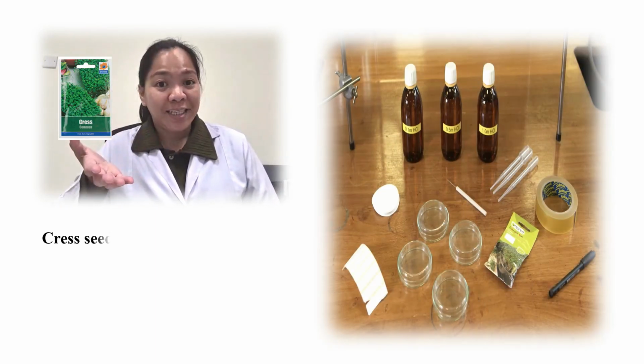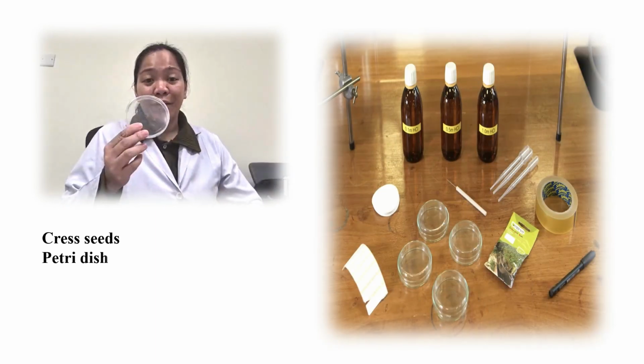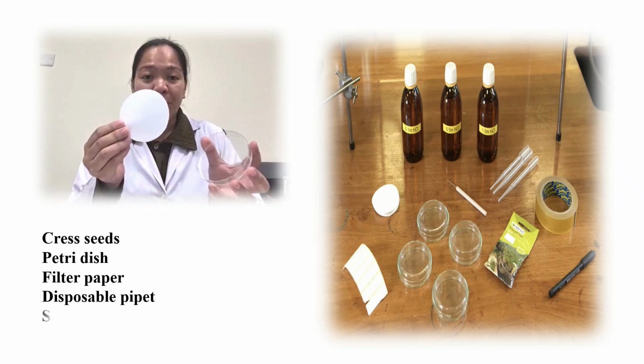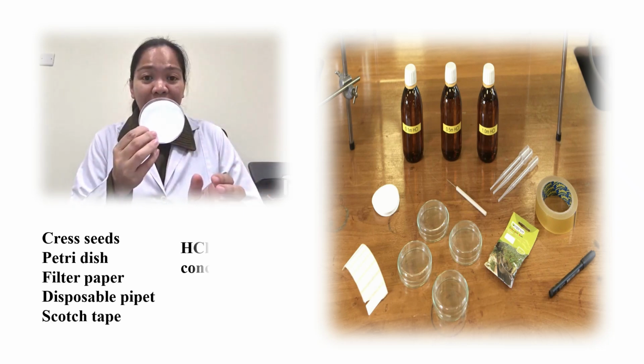Today we're going to do an experiment about the effect of acid rain on the germination of seeds. The materials we're going to use are seeds. We need 4 petri dishes and filter paper that will fit in the petri dish, like this.